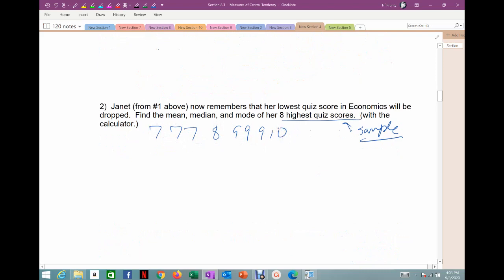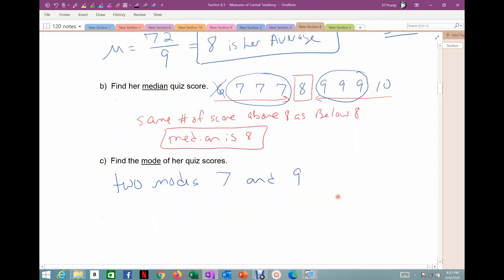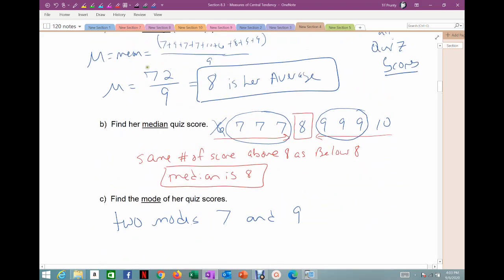I will show you how to do this with the calculator, although you can't find mode on the calculator. You can only find mean and median on the calculator. But I'm going to do it by hand first. So now it's a sample mean, or average, of the 8 highest scores. The easiest way to do this is, there's only 8, so I divide by 8, not by 9.